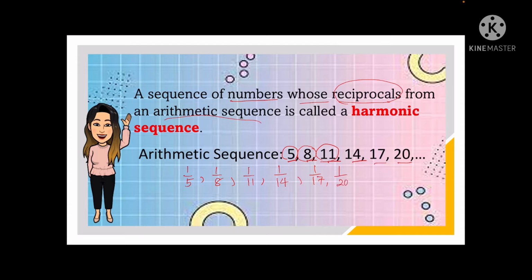So this sequence is what we call harmonic sequence. It is just the reciprocal of the arithmetic sequence. So, yan po yung ating harmonic sequence. Now, let's have an example.